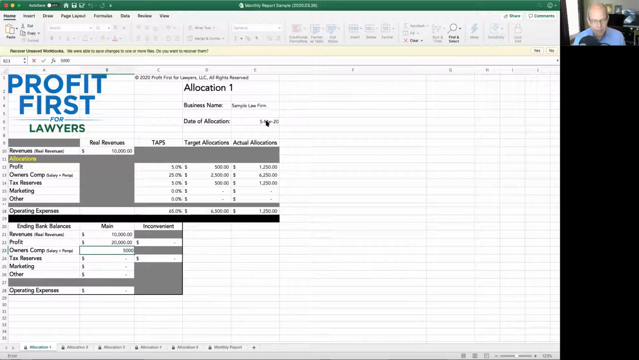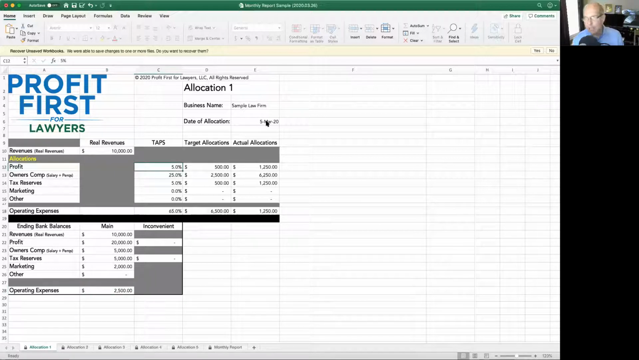and there's $5,000 in the owner's comp account. Our tax reserve account has $5,000 in it, and our marketing account has $2,000 in it right now. And these, of course, will never be round numbers like this. And our operating expense account has $2,500 in it. Keep that pretty tight, right?